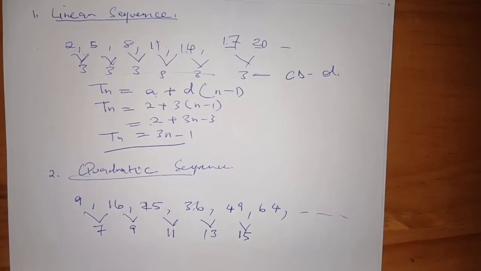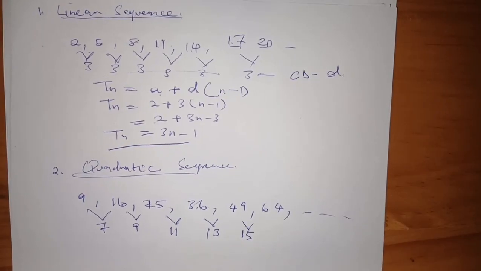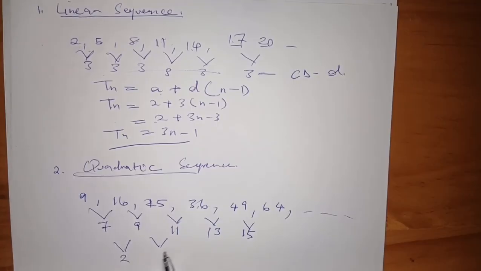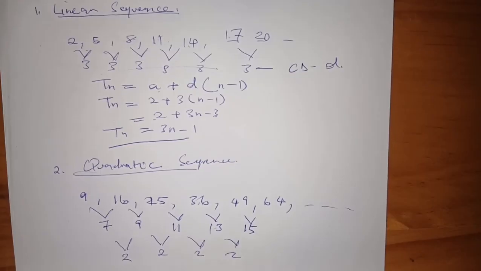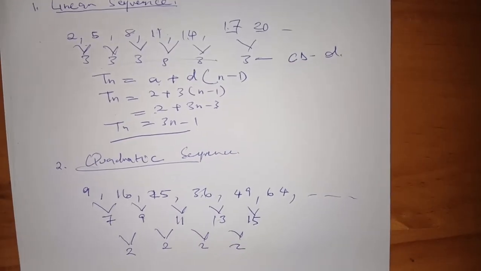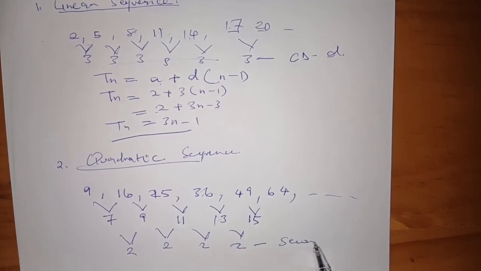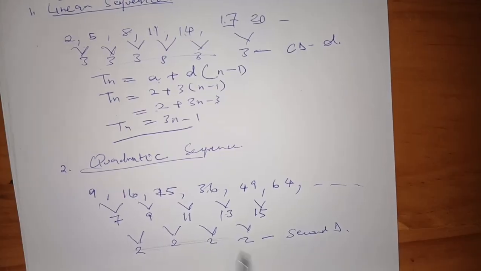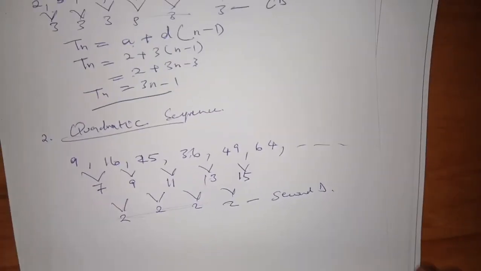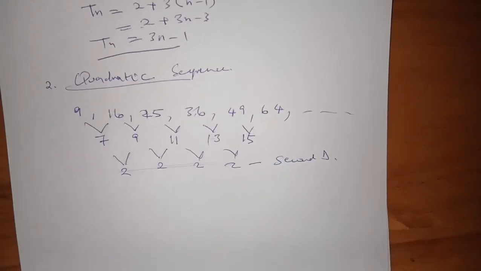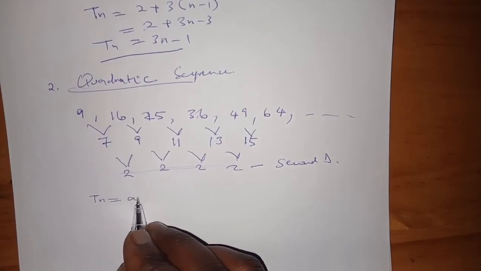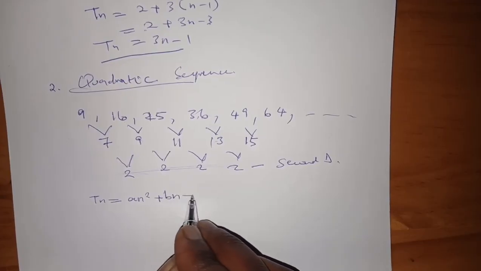Now what you notice is that nothing is common here. Let's subtract again. Subtracting again, 9 minus 7, that's a 2. This minus that's a 2. This minus that's a 2. This minus that's a 2. So this is now the second difference. All quadratic sequences are going to have a constant second difference like that. So now it assumes the general term Tn equals an squared plus bn plus c.